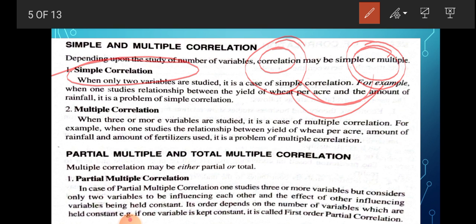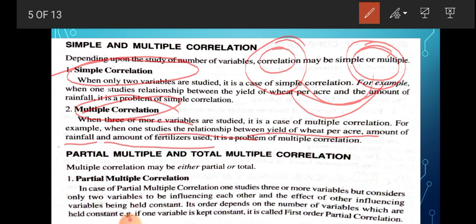Multiple correlation: when three or more variables are studied, it is the case of multiple correlation. For example, when one studies the relationship between yield of wheat per acre, amount of rainfall and amount of fertilizer, meaning three variables are there, then this kind of correlation is known as multiple correlation.